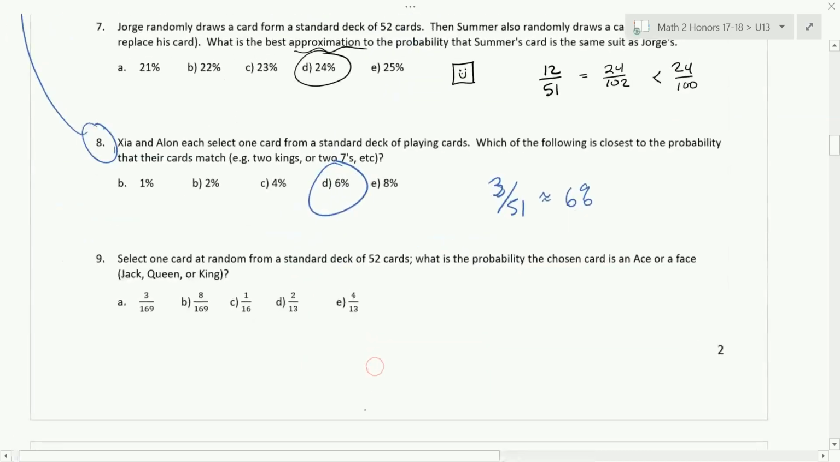Number 9, select one card at random from a standard deck of 52 cards. What's the probability the chosen card is an ace or a face card? Okay. So you're selecting one card. What should our denominator originally be? How many are we picking out of? 52. And then we count how many aces are there? 4. And how many face cards are there? And are we counting any cards twice when we add the 4 and the 12? No. They're mutually exclusive. So we got 16 out of 52, which is 4 out of 13.